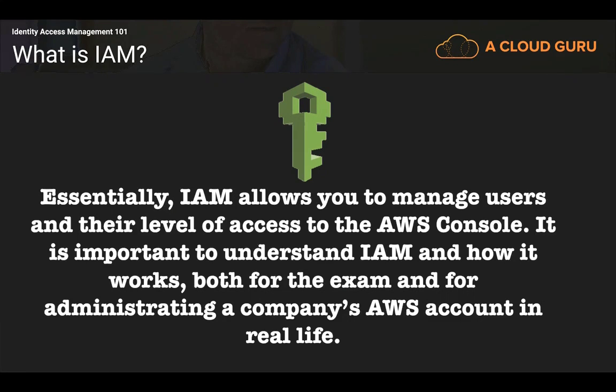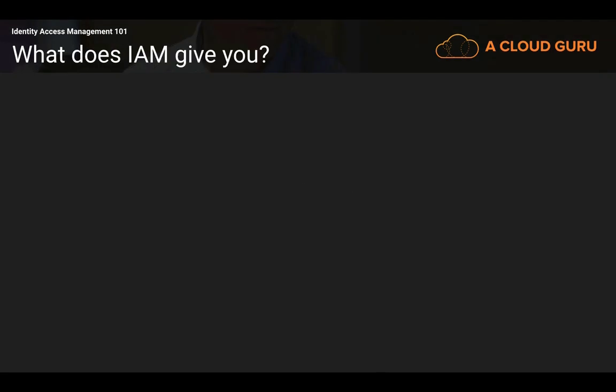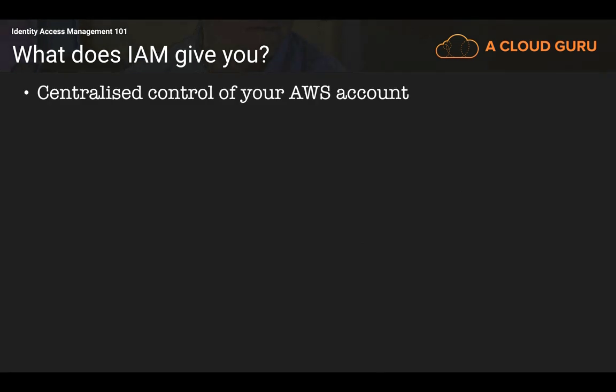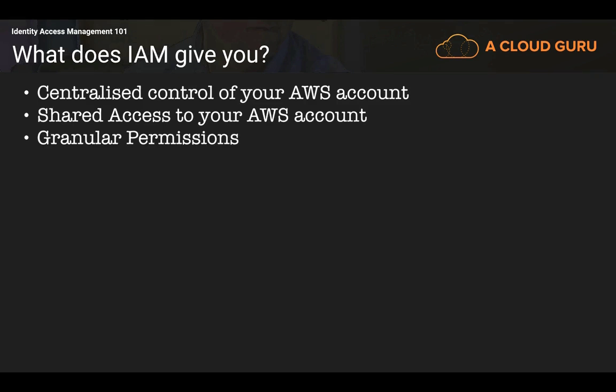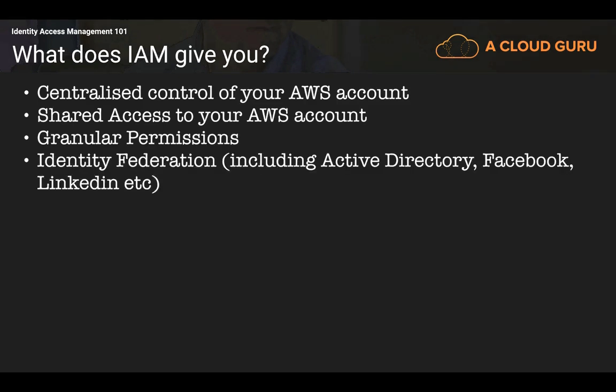It's important to understand IAM and how it works, both for the exam and for administrating a company's AWS account in real life. So this is one of the core concepts that you're going to need to understand going into the exam. So what does IAM actually give you? Well, it gives you centralized control of your AWS account. It gives you shared access to your AWS account. It gives you granular permissions.